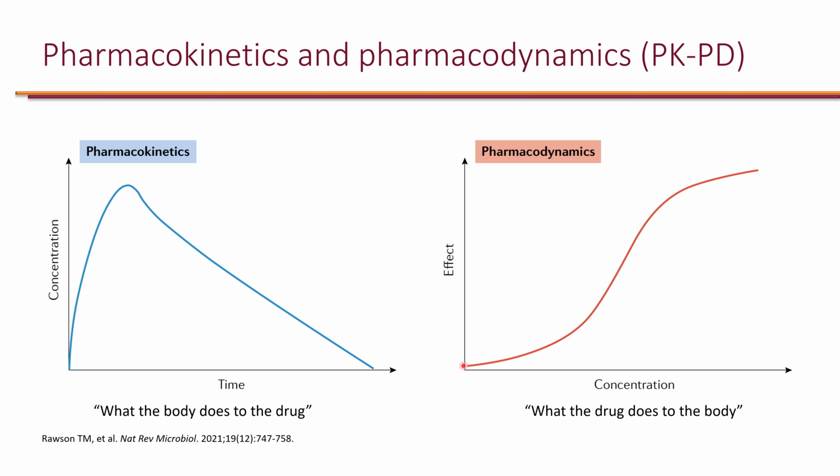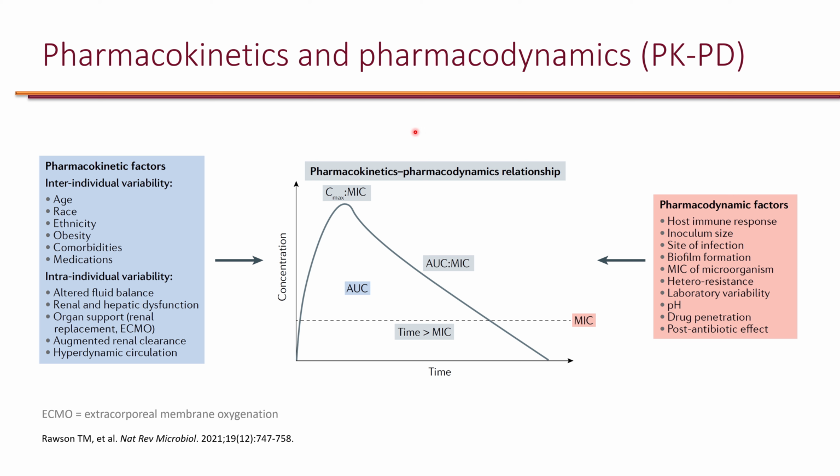So essentially you measure the effect. Initially there is no effect. As the drug enters the body, you start to see the effect. And at some point there is like a ceiling effect. So there's only so much effect you can give, right? That's in general. When it comes to antimicrobial agents for infectious diseases, we like to combine pharmacokinetics and pharmacodynamics because they can only make sense together.